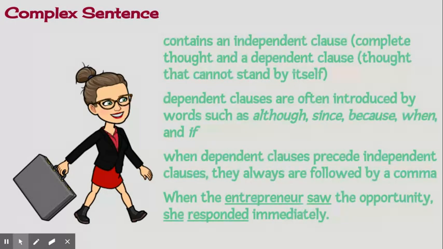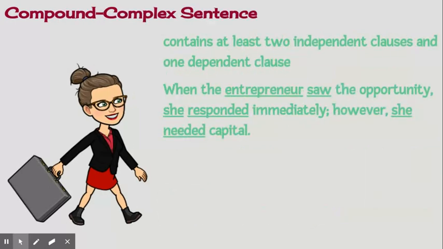The final type of sentence is the compound complex sentence. This contains at least 2 independent clauses, therefore making it compound, and 1 dependent clause, making it complex. When the entrepreneur saw the opportunity, she responded immediately. However, she needed capital. When the entrepreneur saw the opportunity is the dependent clause. She responded immediately is one of the independent clauses. However, she needed capital is another independent clause.